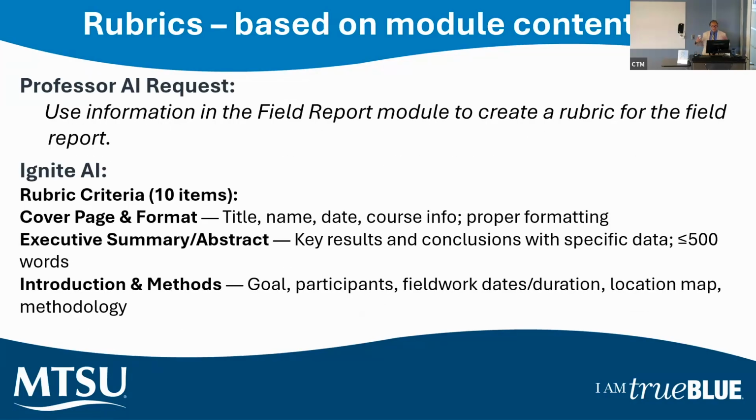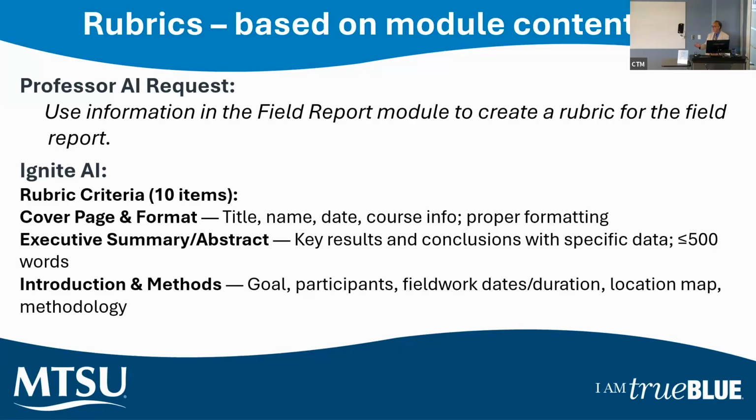Another example, asking it to come up with a rubric based on the content of a module. And in this case, this is a course for majors. This is 3000 level. So this is a lot more technical. The students are asked to do some field work at sites around Middle Tennessee and then combine their actual observations of nature with other information and give me a report at the end of the term. The instructions were in a module. And so I said, use information in the field report module to create a rubric for the field report. And Ignite came up with 10 items based on my instructions in that module.